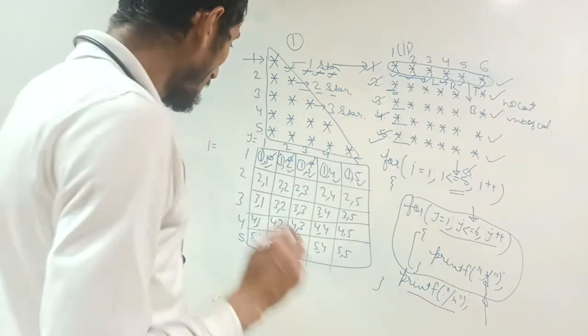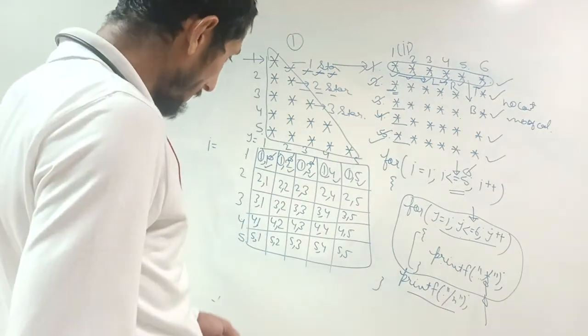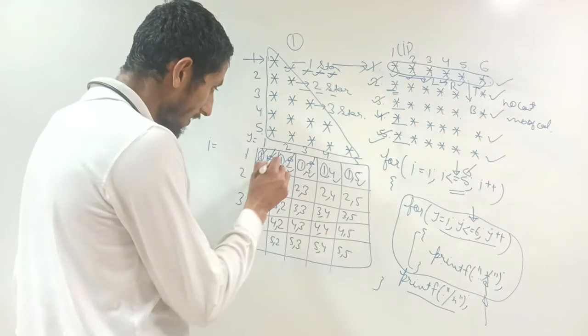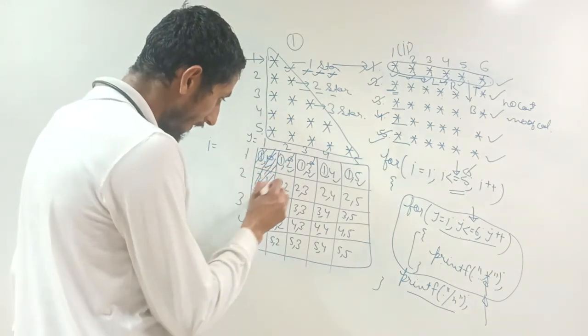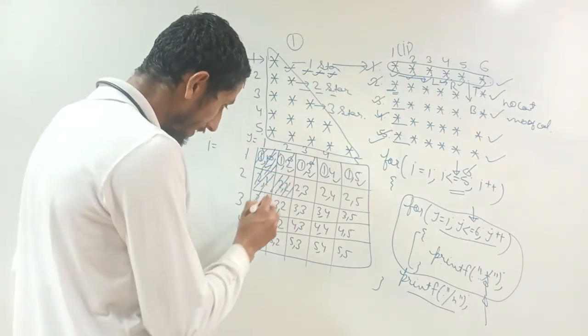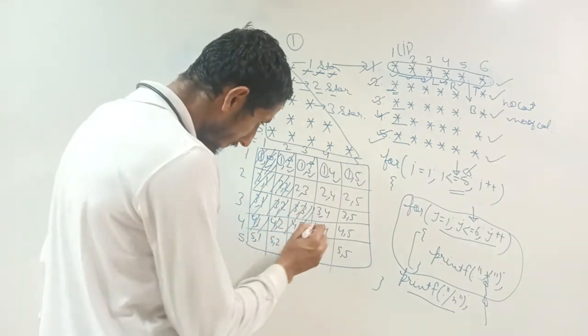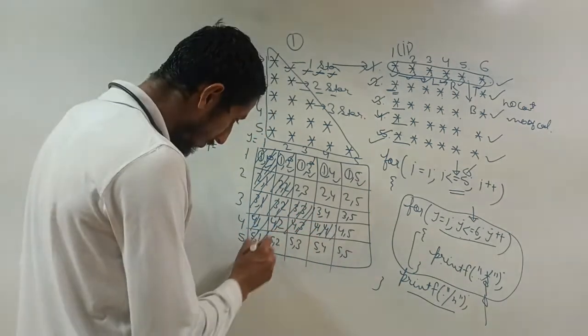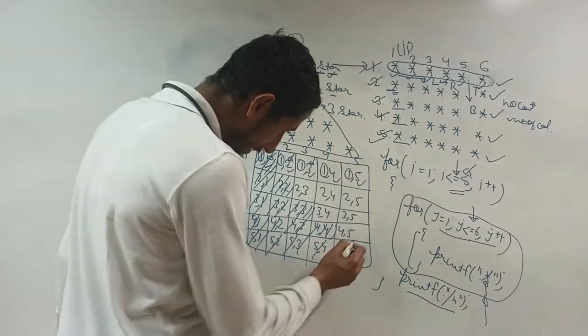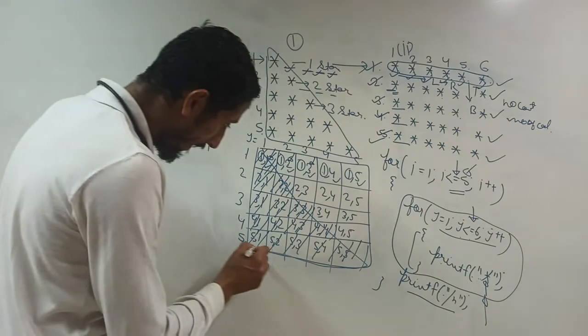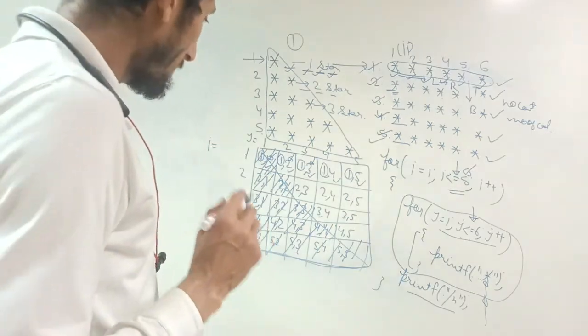Okay. So you have to mark the places where you want to print something. You want to print something here, here, and here, and here. Are you following this one? So you have marked the places where you want to print something.